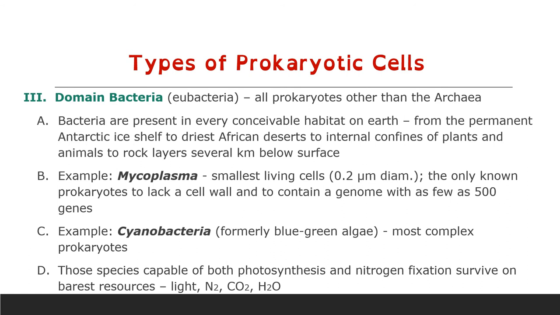Next, the domain bacteria or eubacteria. So these are composed of all other prokaryotes other than the archaeans. So bacteria are present in every conceivable habitat on Earth, from the permanent Antarctic ice shelf to the driest African deserts, to internal confines of plants and animals, to rock layers several kilometers below the surface. So an example of your bacteria would be the mycoplasma. These are the smallest living cells, around 0.2 micrometers in diameter only, and they are the only known prokaryotes to lack a cell wall and to contain a genome with as few as 500 genes only.